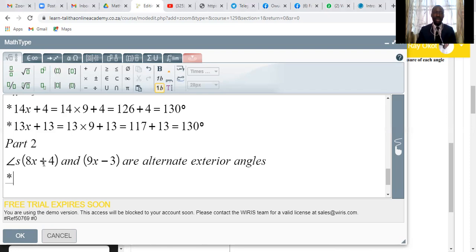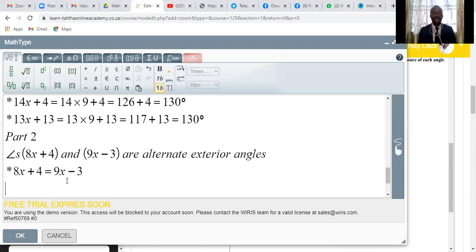In other words, we can make 8x plus 4 be equal to what? Be equal to 9x minus 3. So when we have it right there, we can then go ahead to do what? To find the value of x.